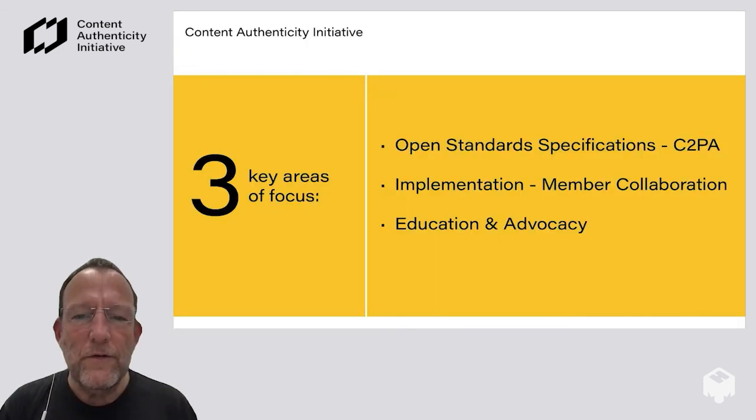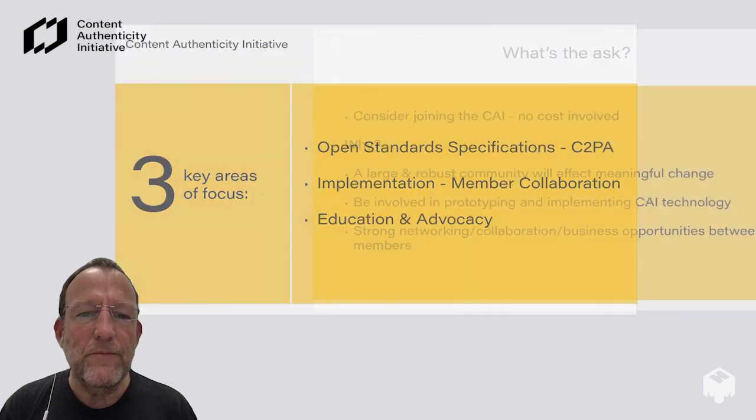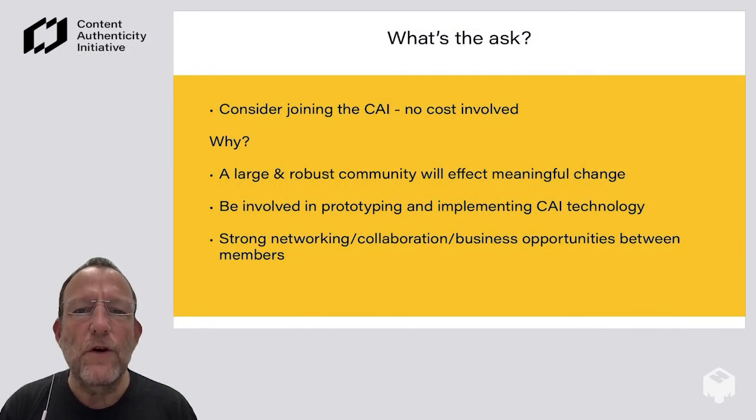The three key areas of focus then are the open standard specification, the work being done by the C2PA, the implementation and member collaboration of the members of the CAI, and overall education and advocacy. And so what's the ask for organizations that might want to get involved? Consider joining the CAI. There's no cost involved. Why would you do this? Because a large and robust community will affect meaningful change. It will also allow you to be involved in prototyping and implementing CAI technology, as well as strong networking, collaboration, and business opportunities between members.